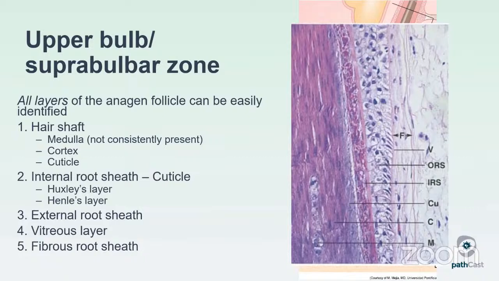The inner root sheath is going to be composed of two layers in turn. So the Huxley's layer is on the inside and the Henle's layer is on the outside. I always remember if you had a pet hen, you'd keep it outside, right? So Henle's is on the outside. Then you have an external root sheath, also known as the outer root sheath, which is this layer where at the suprabulbar zone and in the stem is going to be pale and glycogenated cells. The next out is the vitreous membrane, that thin pink membrane, and then an outer fibrous root sheath, kind of concentric fibroblasts outlining that follicle.